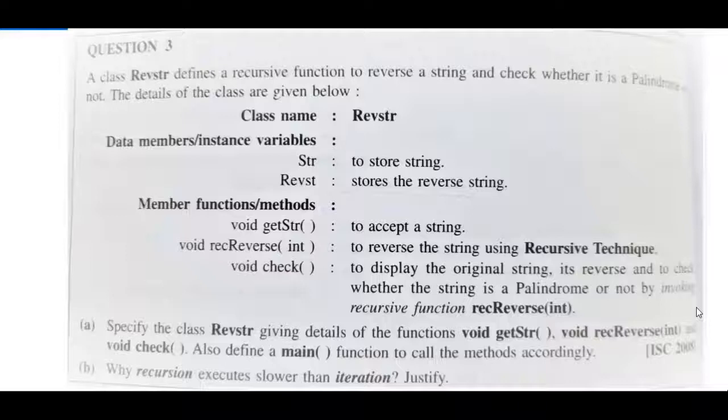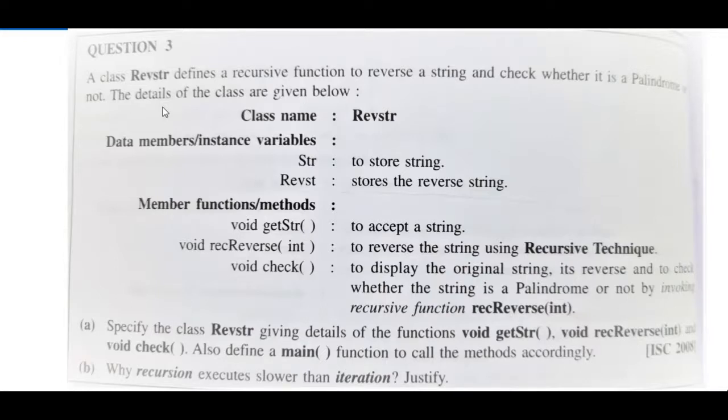Which we are going to discuss is question number 3 from your workbook from the chapter recursion. And now it says a class REVSTR defines a recursive function to reverse a string and check whether it is a palindrome or not. So let me tell you what palindromes are. Palindromes are the strings which are the same when they are read from beginning to end and from end to beginning.